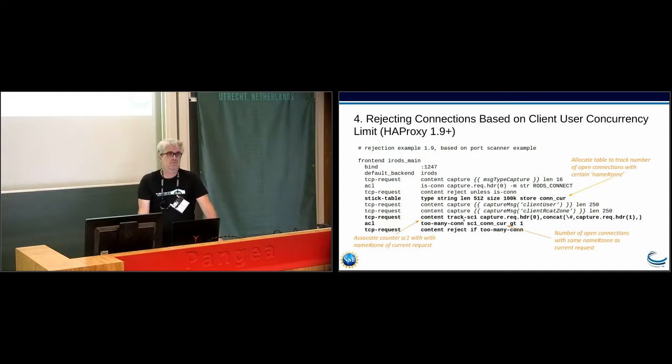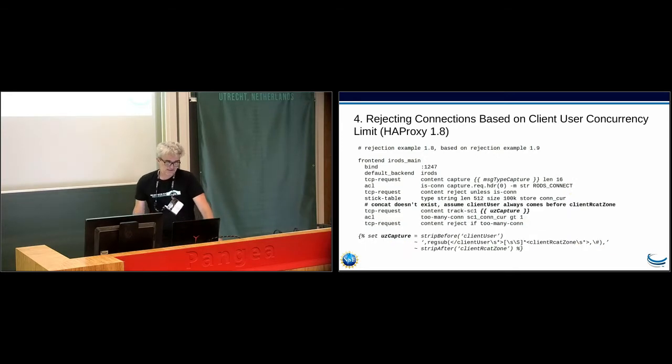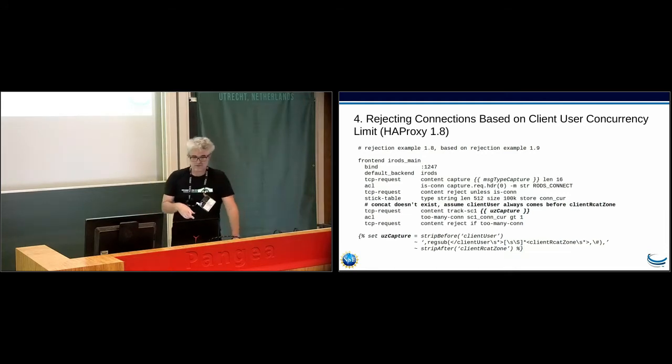Okay, unfortunately, this only works in HAProxy 1.9 and newer, and we're using HAProxy 1.8 because that's the one they consider in long-term support, so it's more stable. So how you do that in 1.8 is you have to make an assumption about the packet that comes across from iRODS, well, the client. So you have to assume that the client zone always comes after the client user when you do your extraction of the information from the packet.